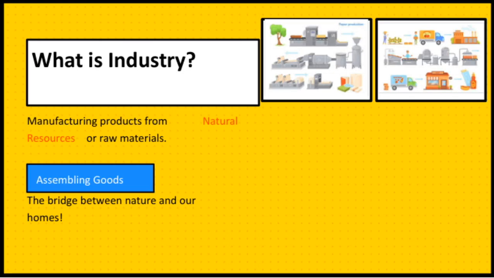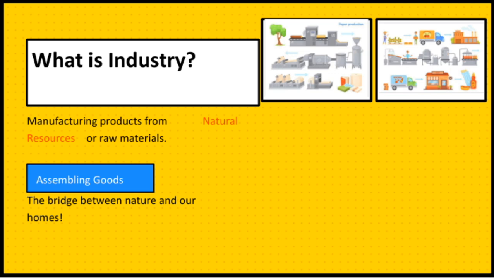Homes. Think of homes as the bridge between nature and our daily lives. They connect the natural resources around us to the things we need and use every day. When we talk about assembling goods, we're referring to the process of taking raw materials, things straight from nature, and turning them into products. Resources are the natural materials we start with, like wood, minerals, or water. These resources are essential because they provide the foundation for manufacturing.